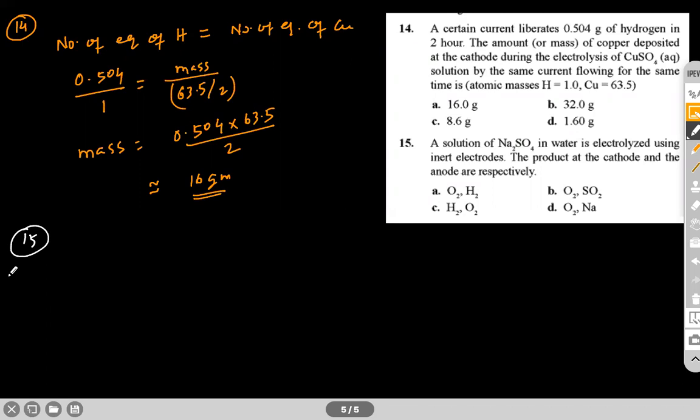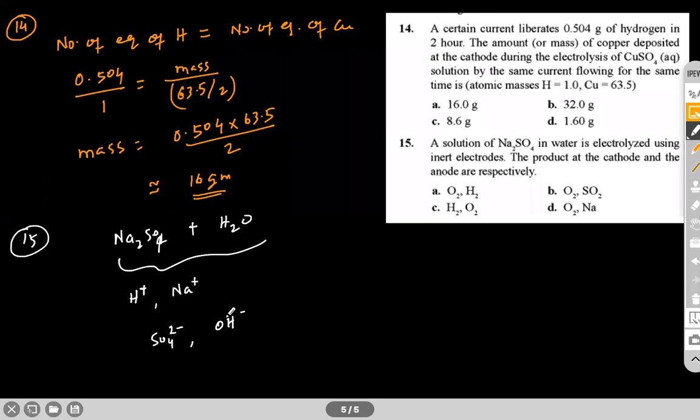Solution of Na2SO4 in water is electrolyzed using inert electrode. So we have Na2SO4 plus water. So what all ions are present in this? We have H plus, Na plus present, which move towards the cathode, and SO4 2 minus and OH minus present, which move towards the anode. Okay, so which ion gets oxidized or reduced, and then we can understand the product of the electrolysis.